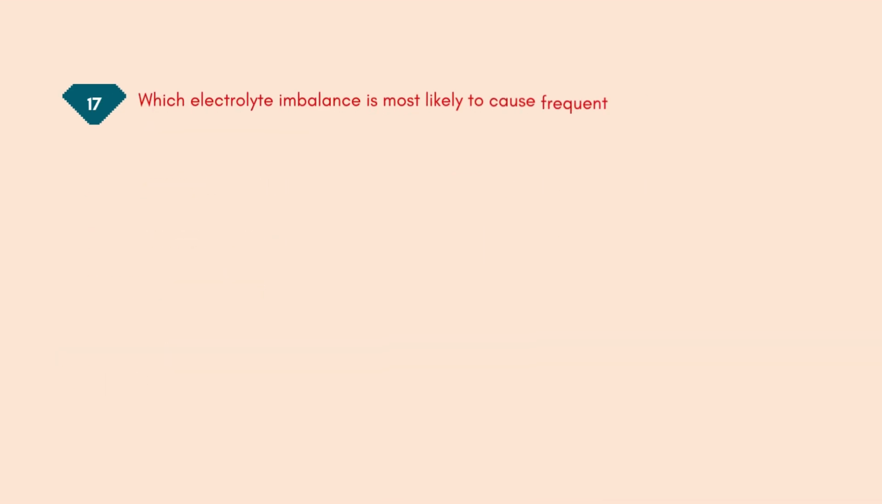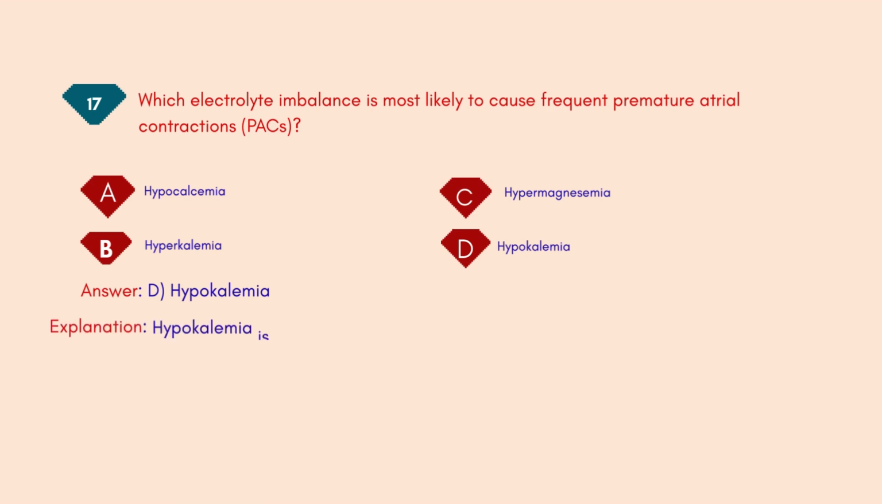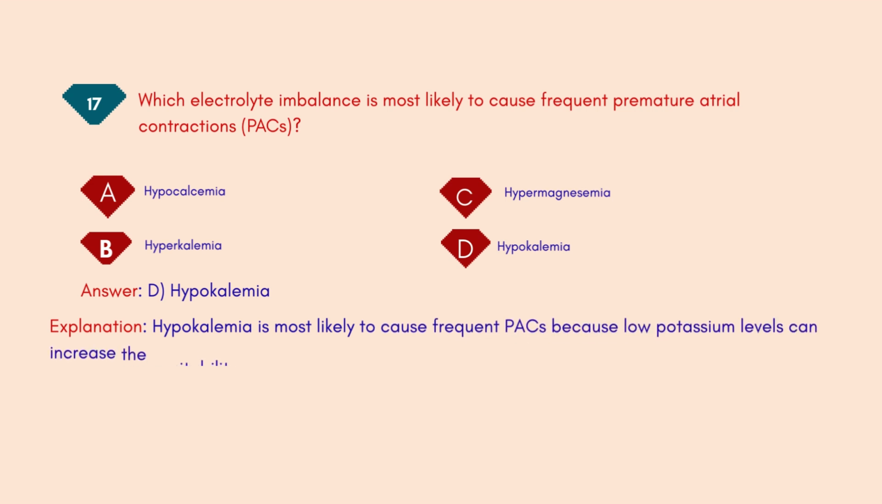Which electrolyte imbalance is most likely to cause frequent premature atrial contractions, PACs? A. Hypocalcemia. B. Hyperkalemia. C. Hypermagnesemia. D. Hypokalemia. Answer: D. Hypokalemia. Explanation: hypokalemia is most likely to cause frequent PACs because low potassium levels can increase the excitability of atrial myocytes, leading to premature contractions.